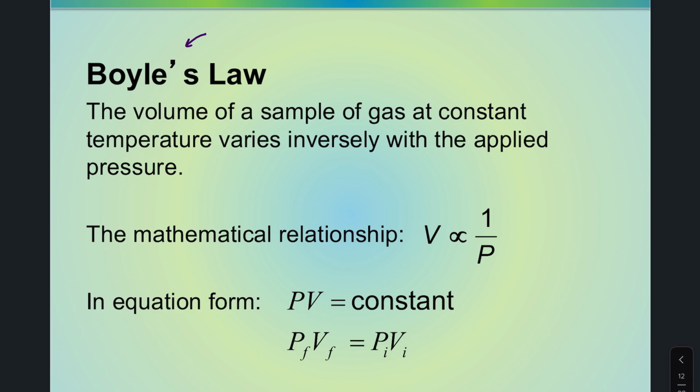Boyle's law: the volume of a sample of gas at constant temperature varies inversely with the applied pressure. And so volume is inversely proportional. That's what this means. Inversely proportional.